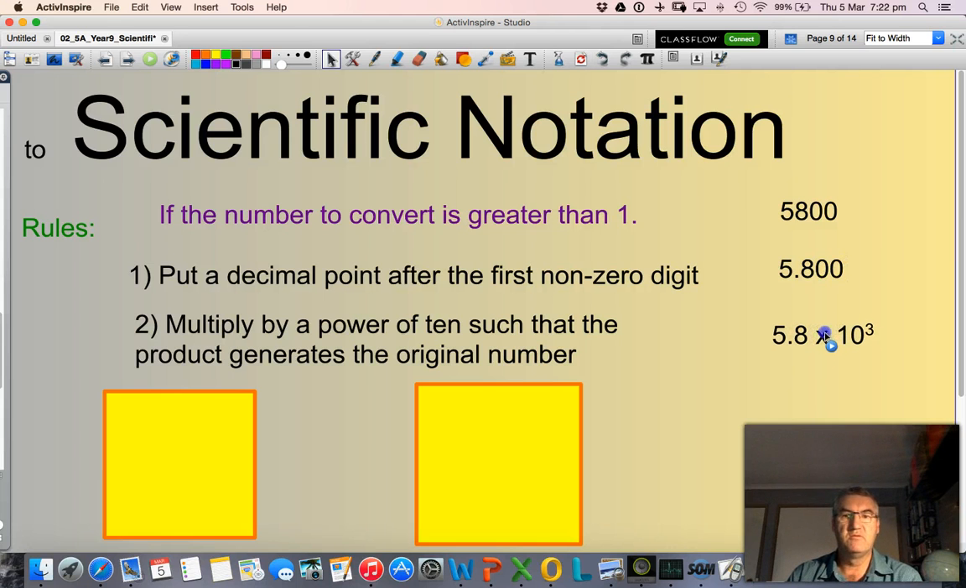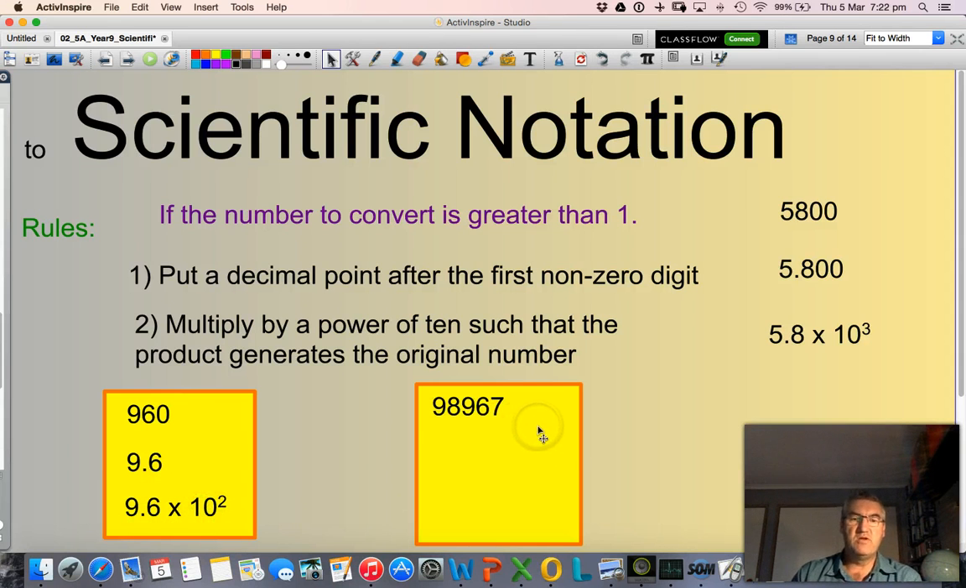Okay, 960. First I put the decimal point after the first non-zero digit. That will become 9.6. Now my decimal point is here and I need to move across 2 decimal places. So doing that I end up with 9.6 multiplied by 10 to the power of 2.